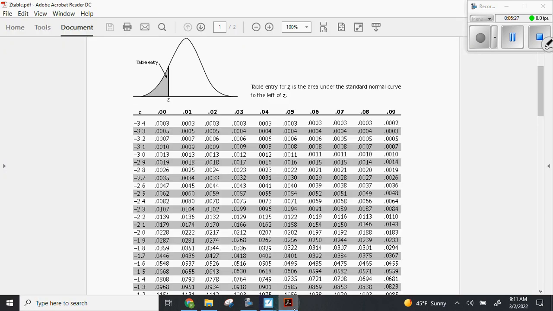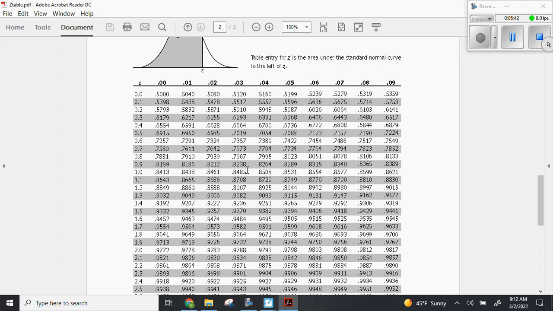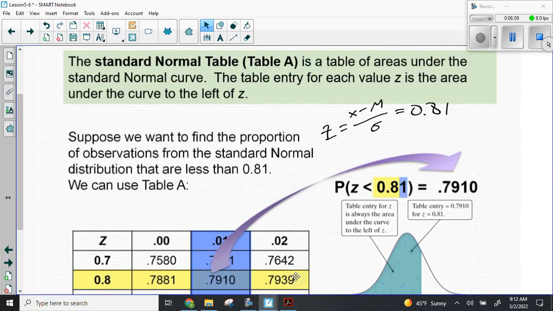So we're going to look for 0.81 on this table. I'm looking at the leftmost column, and I'm looking for 0.8. I found 0.8, right there. And then I'm going to match it with the 0.81 on the top. And then we find where those two intersect. 0.81 gives a probability of 0.791. And that's what we got there.